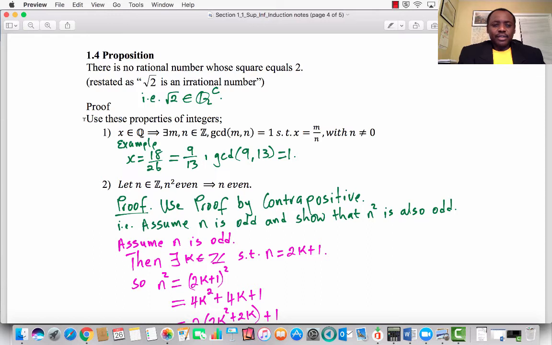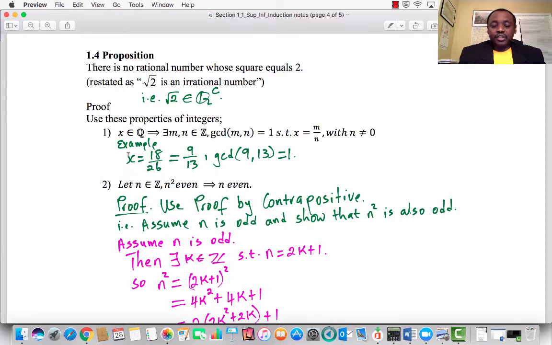Proof. You can use these properties of integers in the proof. Number 1, if x is a rational number, then there exist integers m and n, n not equal to 0, and the GCD of m and n equals 1, such that x equals m over n. In other words, if I pick any rational number, I can always write it in the form m over n, where n is not 0, and the greatest common divisor between m and n is 1.